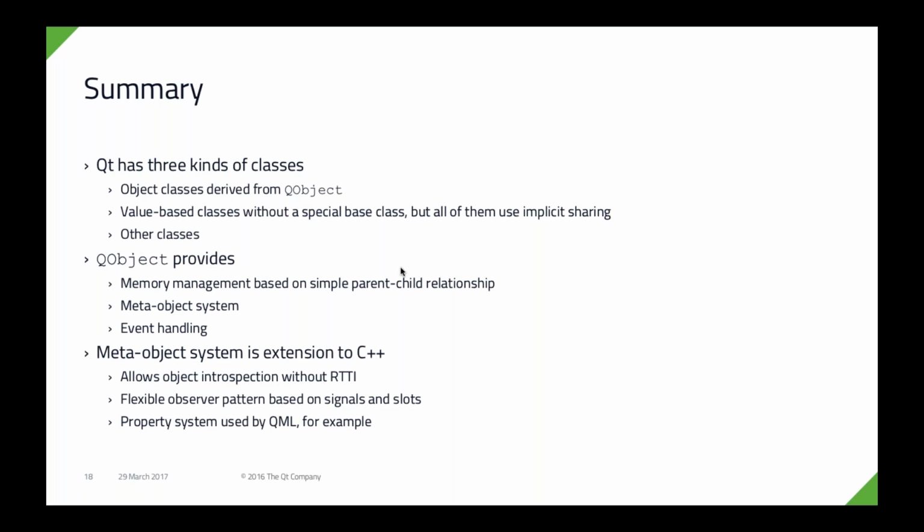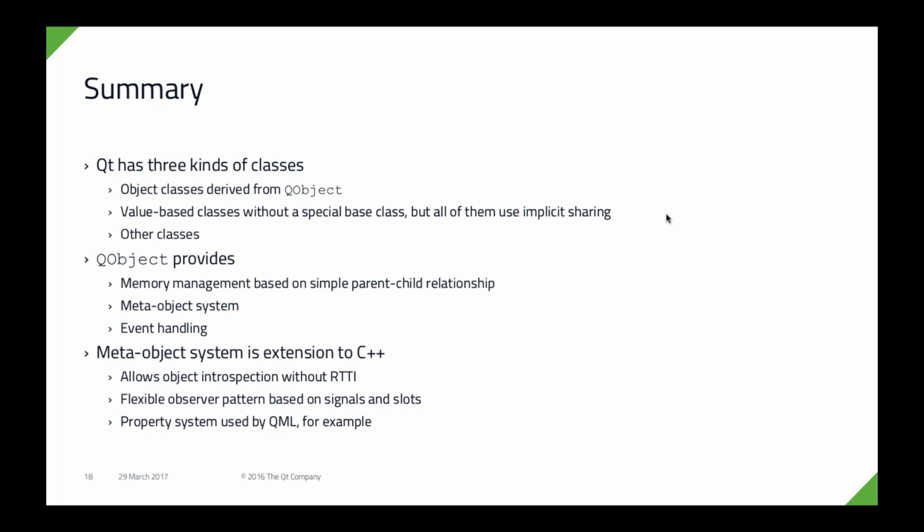We have three kinds of classes in Qt. We have the QObject class, the behavioral class. We have value-based classes, which can use implicit sharing; they're used for storing data. QObject provides memory management, the meta object system, and event handling. And the meta object system is an extension to C++.